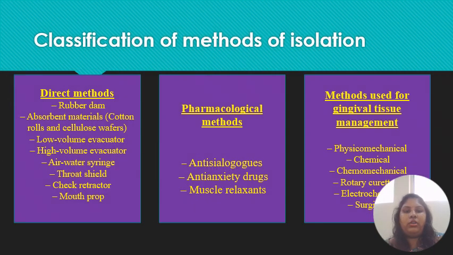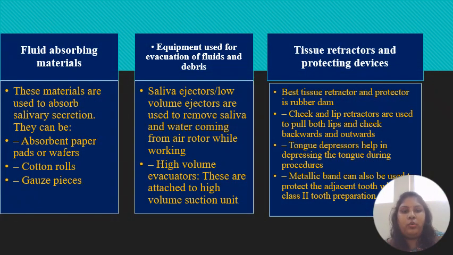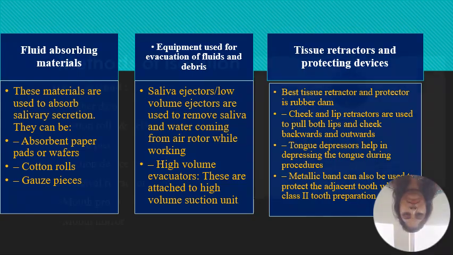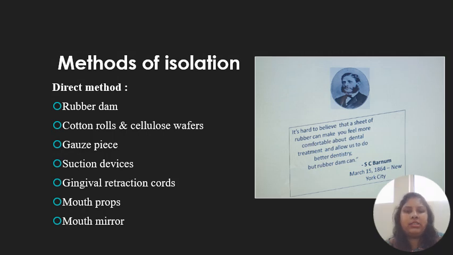So classification: you have direct methods, you have pharmacological methods and methods used for gingival tissue management. Pharmacological methods, you have antisialogogues, anti-anxiety drugs and muscle relaxants. So you have fluid absorbing materials, equipment used for evacuation of fluids and debris. You have tissue retractors and protecting devices. So methods of isolation, direct method, you have rubber dam, cotton roll, gauze piece, suction device, gingival retraction cord, mouth prop and mouth mirror.